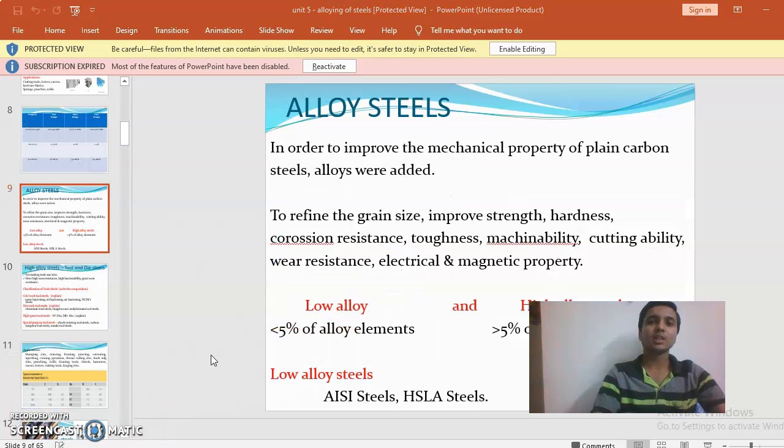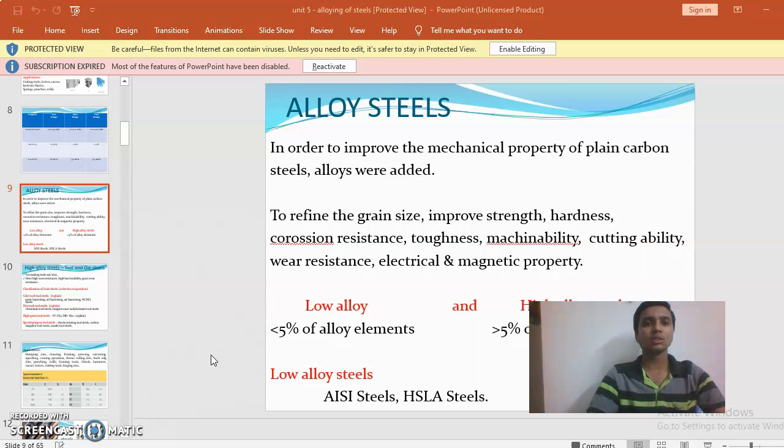Next, alloy steel. As we discussed earlier, alloy steels are of two types: low alloy and high alloy steels. In order to improve the mechanical properties of plain carbon steels, alloying elements are added, to refine the grain size and to improve the strength, hardness, corrosion resistance, toughness, machinability, cutting ability, wear resistance, and electrical and magnetic properties.